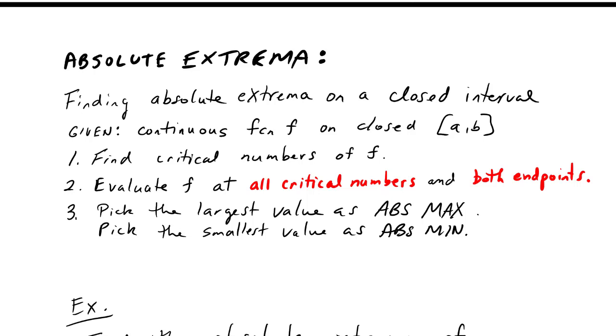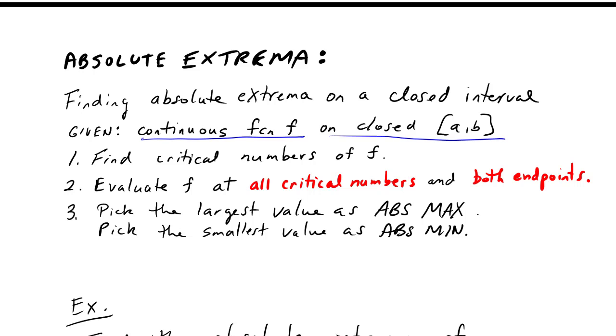So let's turn our attention back to the absolute extrema. We said before that if you have a continuous function on a closed interval, then you're guaranteed to get an absolute max and absolute min, but we didn't say how to do it. Now we're going to look at how to do it. All right, so finding absolute extrema on a closed interval. If you're given a continuous function f on a closed interval, what are you going to do?